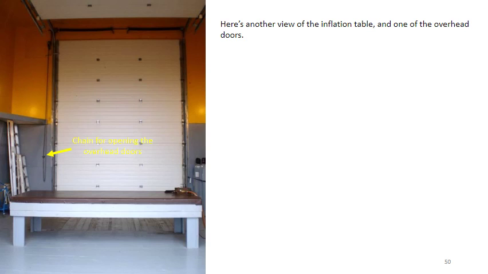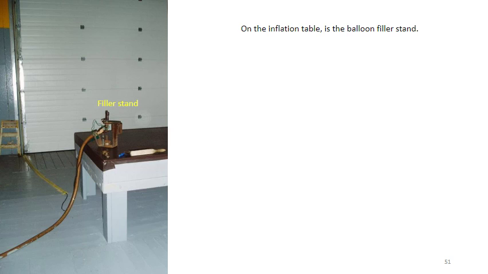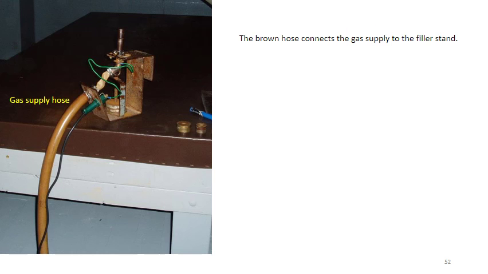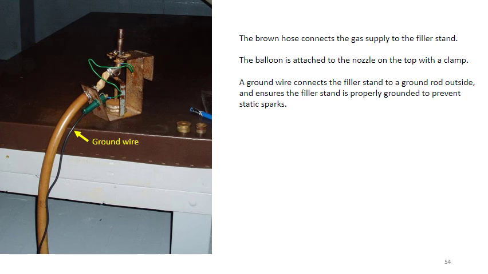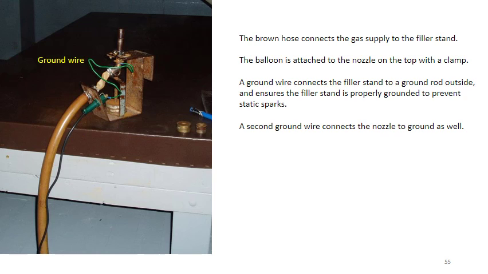Here's another view of the inflation table and one of the overhead doors. On the inflation table is the balloon filler stand. The brown hose connects the gas supply to the filler stand. The balloon is attached to the nozzle on top with a clamp. A ground wire connects the filler stand to a ground rod outside and ensures the filler stand is properly grounded to prevent static sparks. A green wire connects the nozzle to the ground wire.